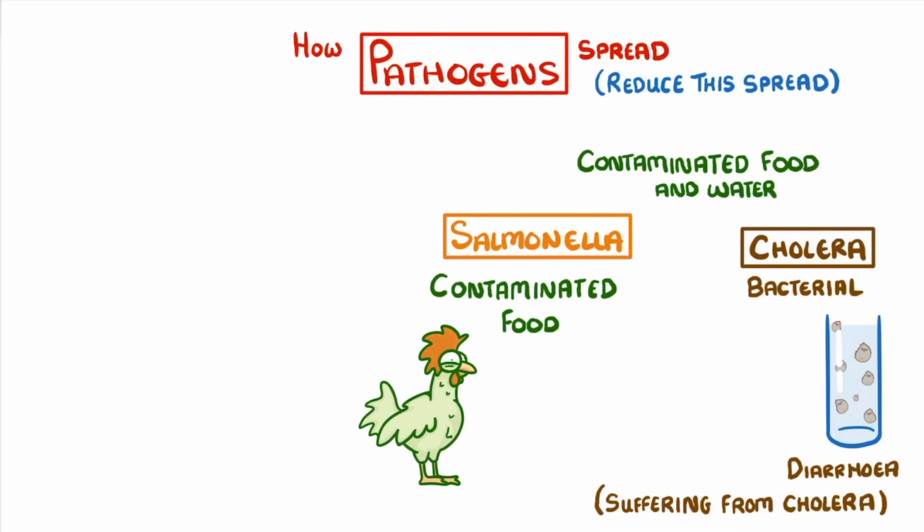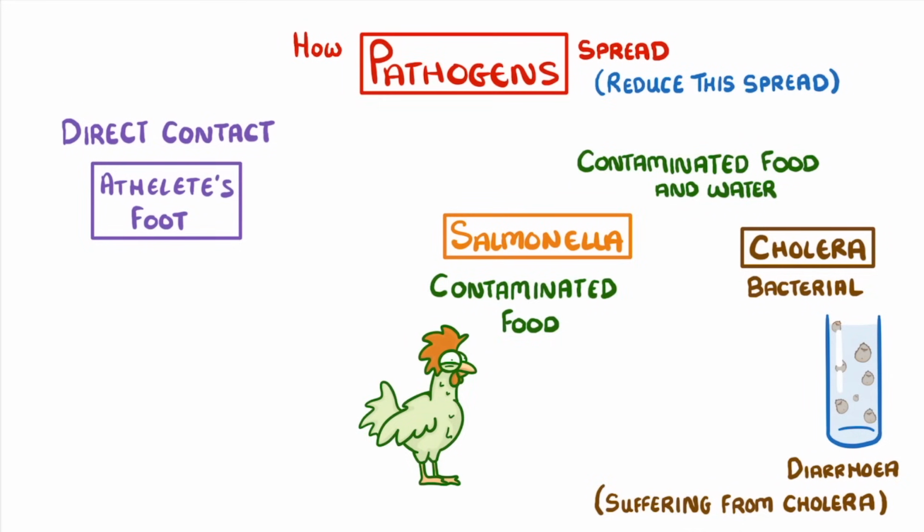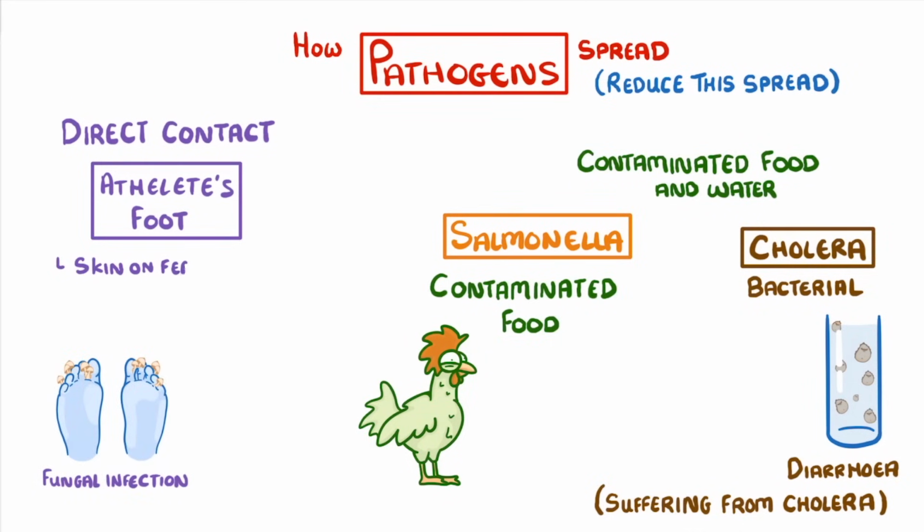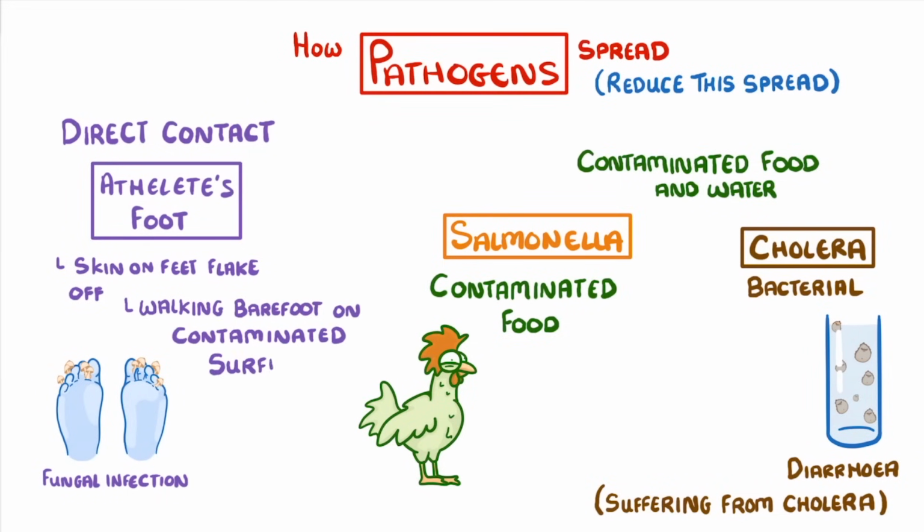Some pathogens have to be spread by direct contact though. For example, athlete's foot, which is a fungal infection that can make the skin on your feet flake off, is often spread by walking barefoot on contaminated surfaces, such as in public swimming pools.